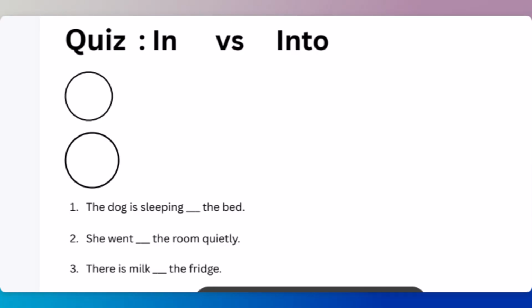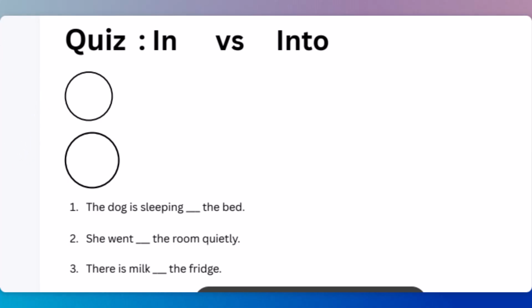So, today we will be looking at in versus into. Now, my students usually make a mistake when they are trying to figure out which one to use, whether they should use in or they should use into.